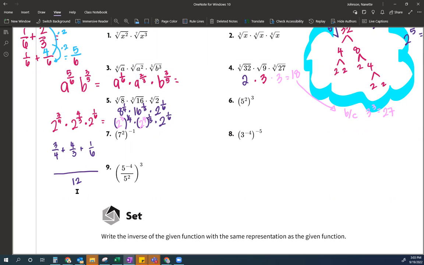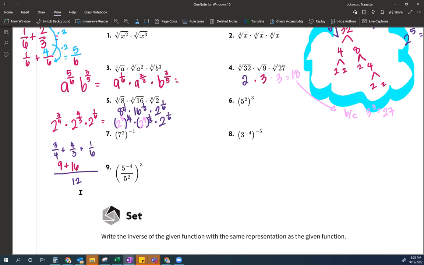Times 3. And so that means I'm going to multiply the top by 3. So that first one's going to be a 9. Okay, the second one is going to be 3 times 4 gives me 12. So I'm going to multiply that by 4. So that's 16.